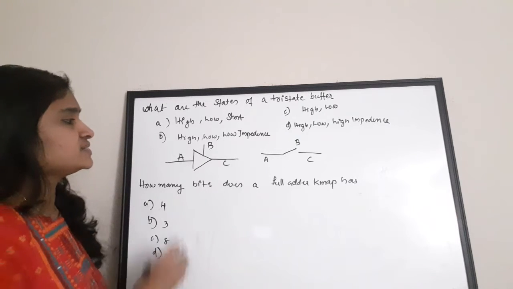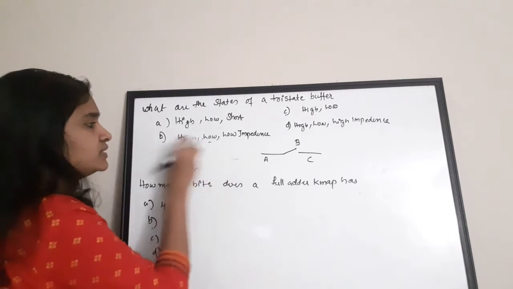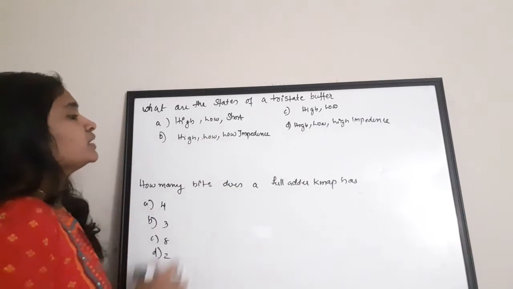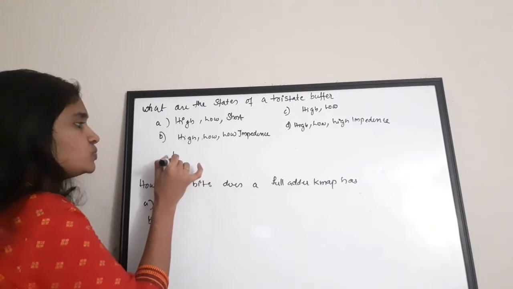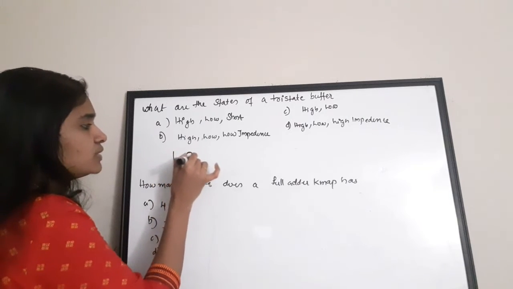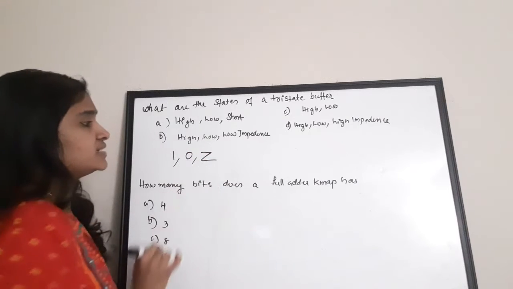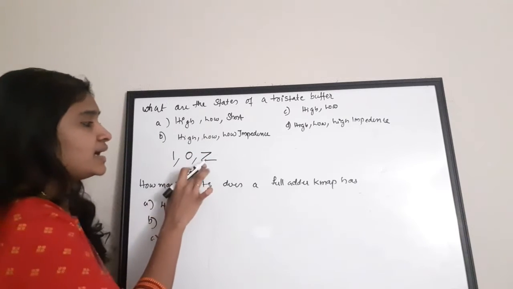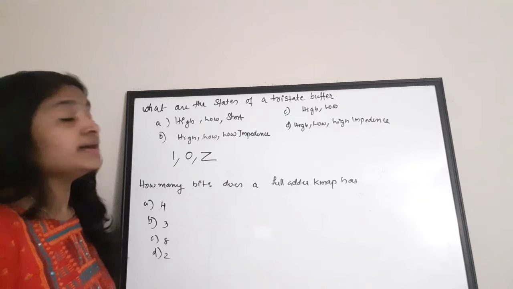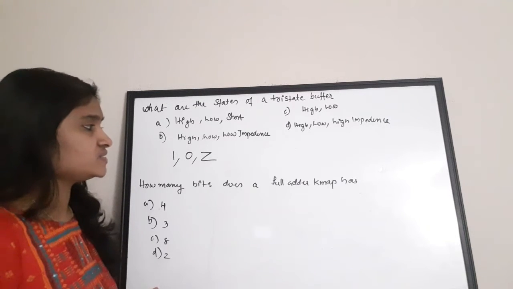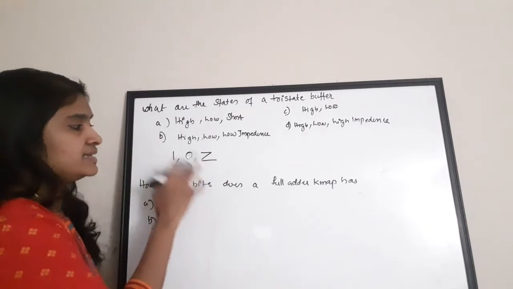Now what are the various states of a tri-state buffer? Tri-state buffers have 3 states: a high value which is 1, a low value which is 0, and a high impedance state. High state, low state and a high impedance state. This high impedance state is generally represented using Z. So in digital electronics, we represent the high impedance state using the Z state.